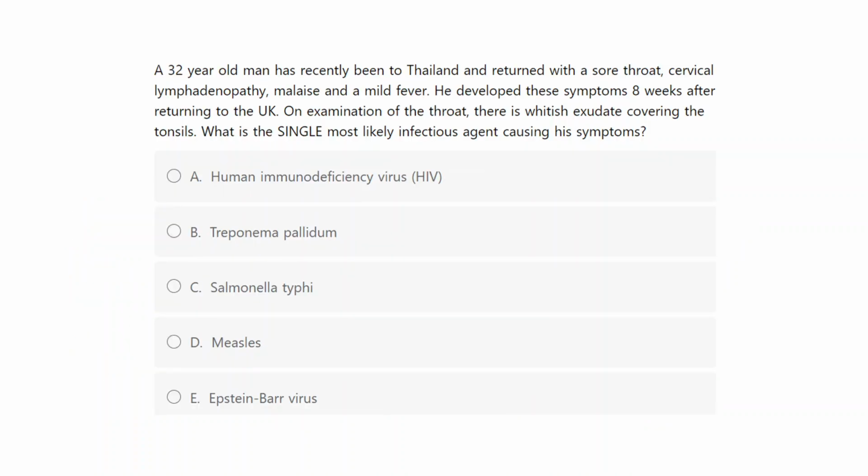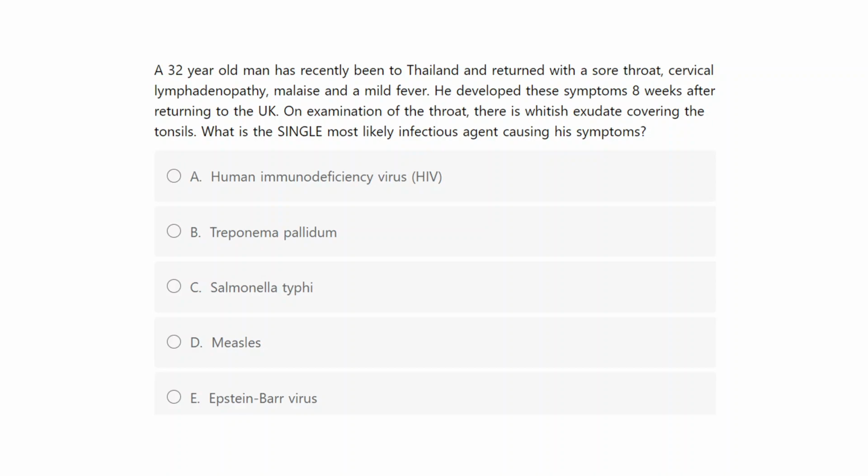A 32-year-old man had recently been to Thailand and returned with a sore throat, cervical lymph nodes, malaise, and mild fever. He developed these symptoms 8 weeks after returning to the UK. On examination of the throat, there is a whitish exudate covering the tonsil. What is the single most likely infectious agent?